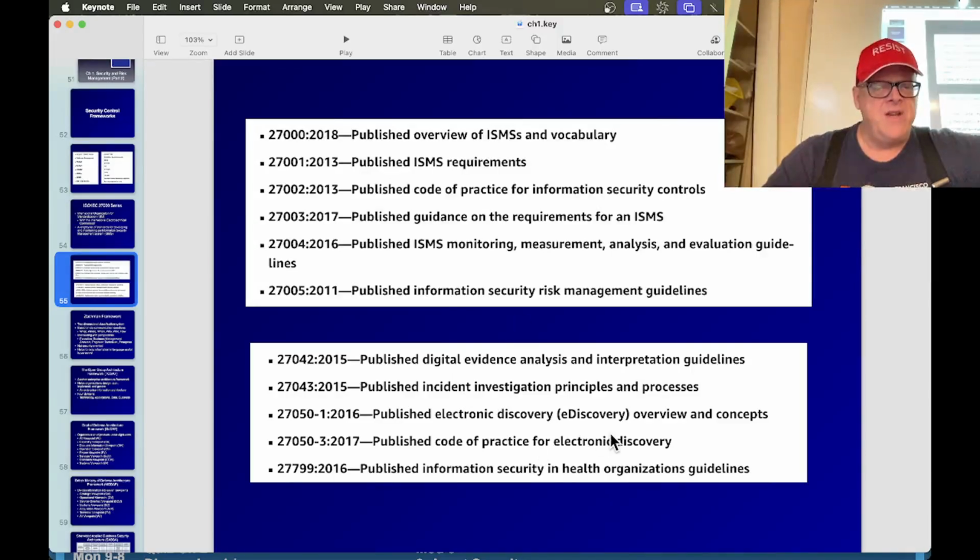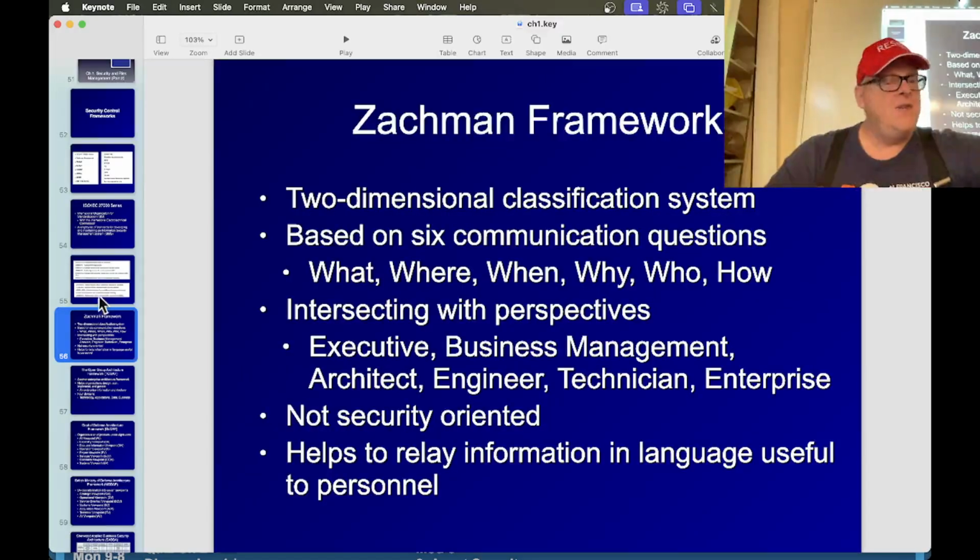Code of practice for electronic discovery, that's forensics, and health organizations and evidence analysis and interpretation, many, many documents specifying how you do all sorts of security-related activities. That's the 27000 series. Now, the Zachman framework is one that wasn't even particularly oriented towards security. It was oriented towards IT.